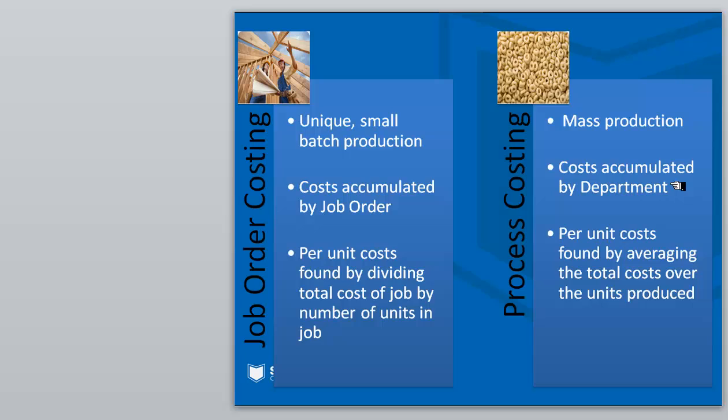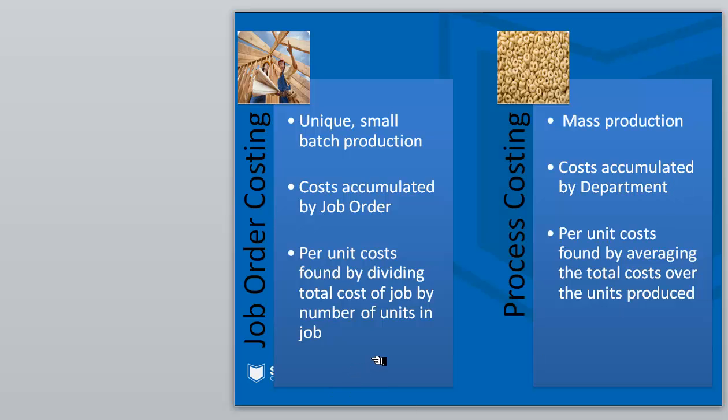And to give an example, we'll use the Rice Krispies example. Maybe there'll be a department for milling the flour and turning it into the Rice Krispie, and then maybe there's a department that actually kind of cooks it up, and then maybe there's a packaging department. So the cost would kind of get transferred from one department to the other as they go along.